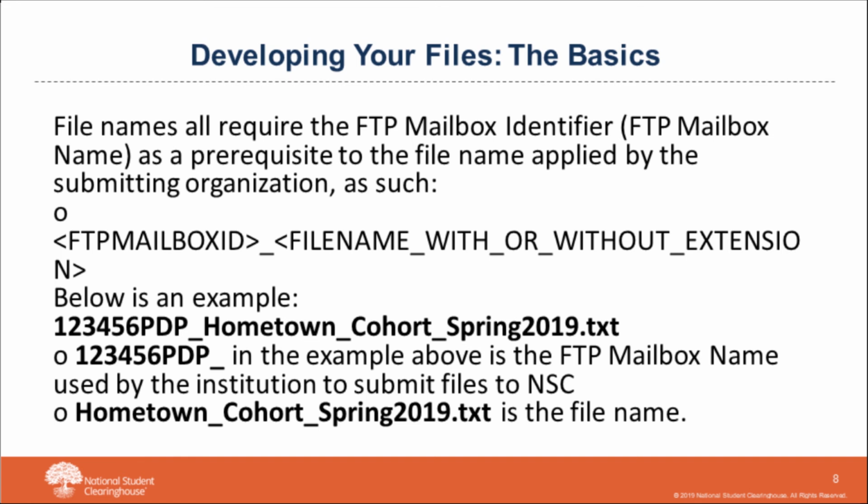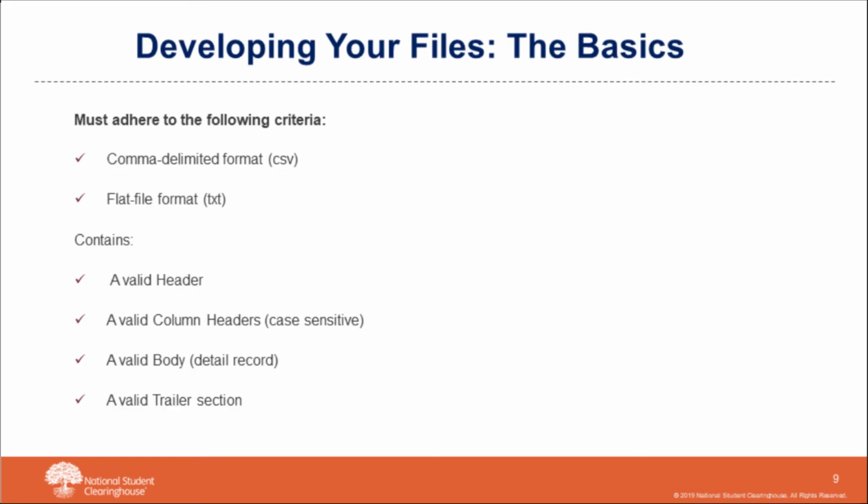Please make sure to specify the file type, term, and year for which you are submitting data in the file name. Your file must be in CSV or text extension. Each file contains the following sections. The header record identifies the sending organization and the file type. The column header row is the second row of data in the file, and the column header labels are case sensitive. Please make sure that you follow this guideline carefully and check for spelling.